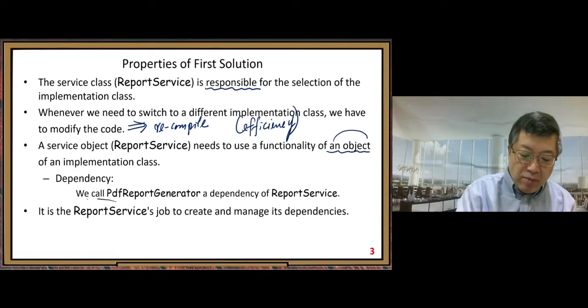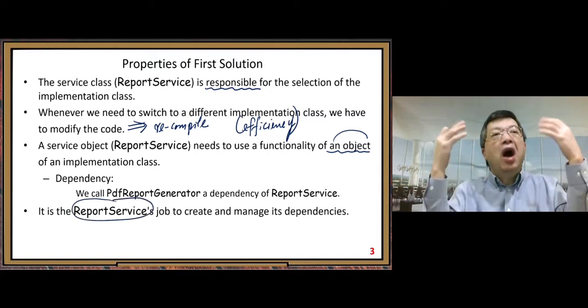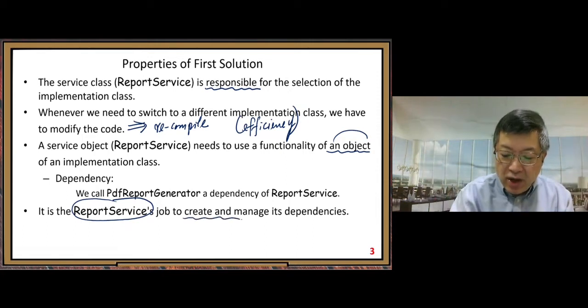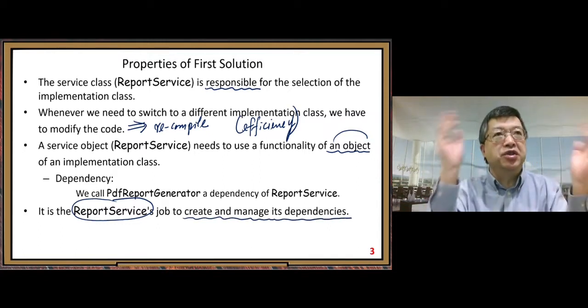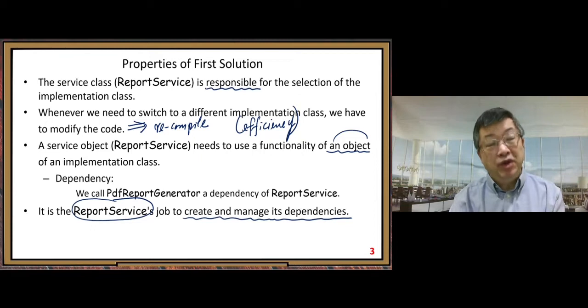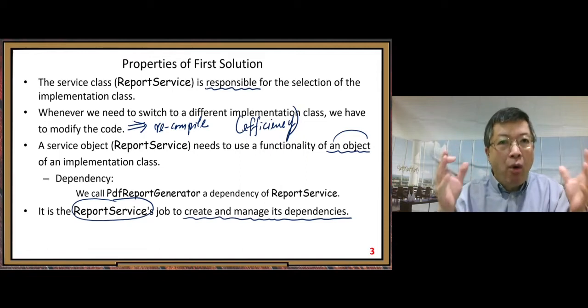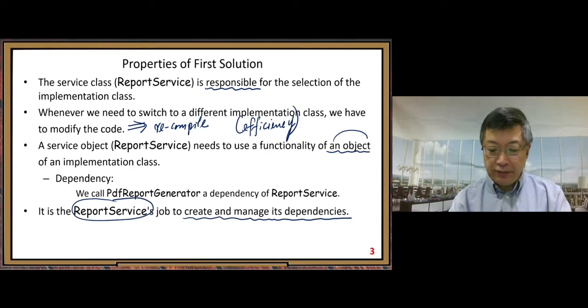For this solution, you can see the business service class has very high responsibilities. What kind of responsibilities? Create and manage its dependencies. That kind of responsibilities. High responsibilities. You need to do a lot of things. You are responsible for many important things.